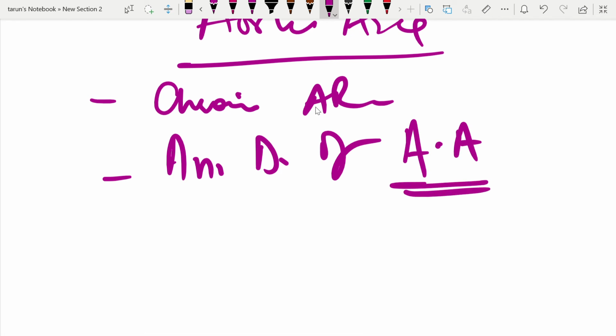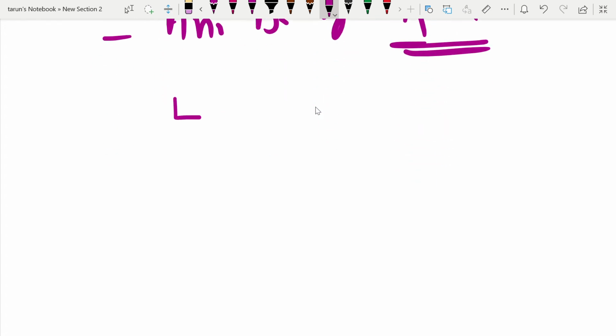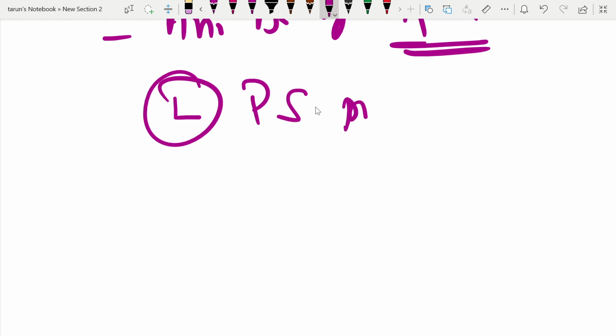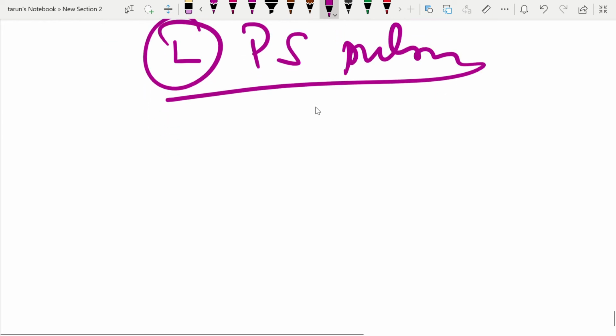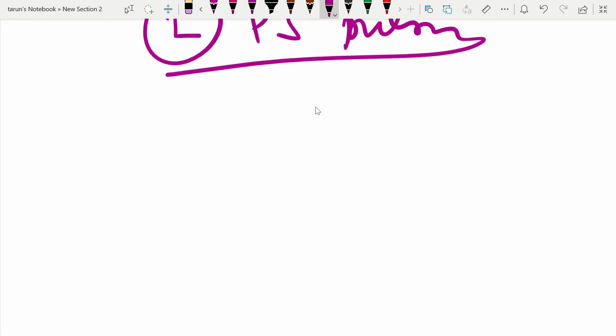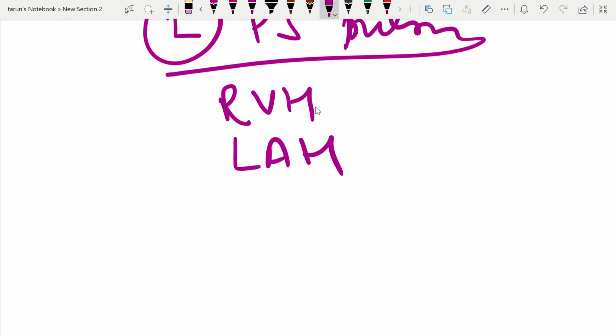Then what are the causes of left parasternal pulsation? The examiner can ask, what are the causes of left parasternal pulsations? You will say right ventricular hypertrophy, left atrial hypertrophy, and atrial septal defect. You will get the left parasternal lift.